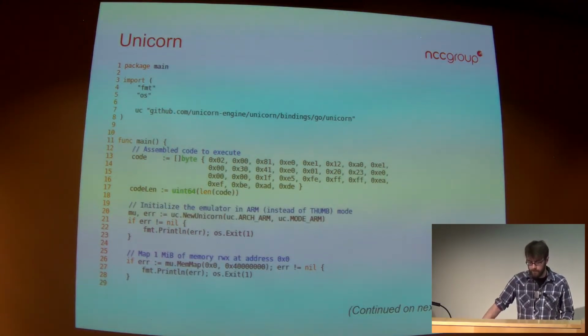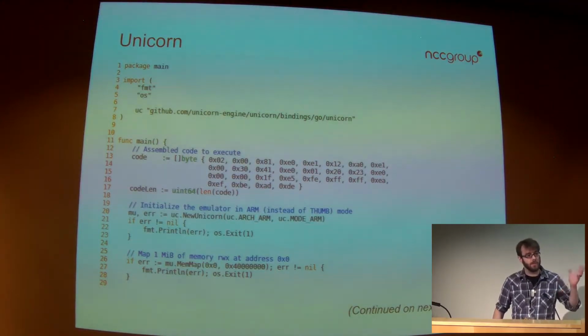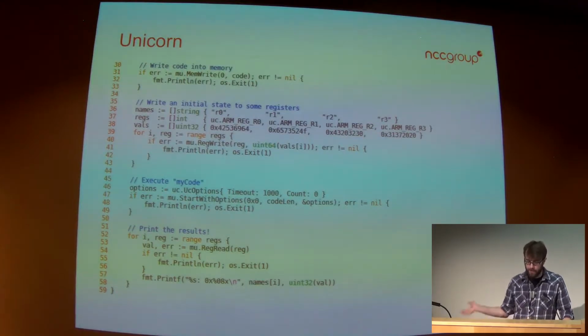Then on line 26, we have to have some imaginary memory to work in, right? So we're going to say, okay, at address 0, let's map 1 megabyte, and that's going to be read, write, execute. You can change the permissions and catch exceptions when things are trying to execute out of non-executable memory and stuff like that later. We'll go over that. So we're going to write the code into memory on line 31.